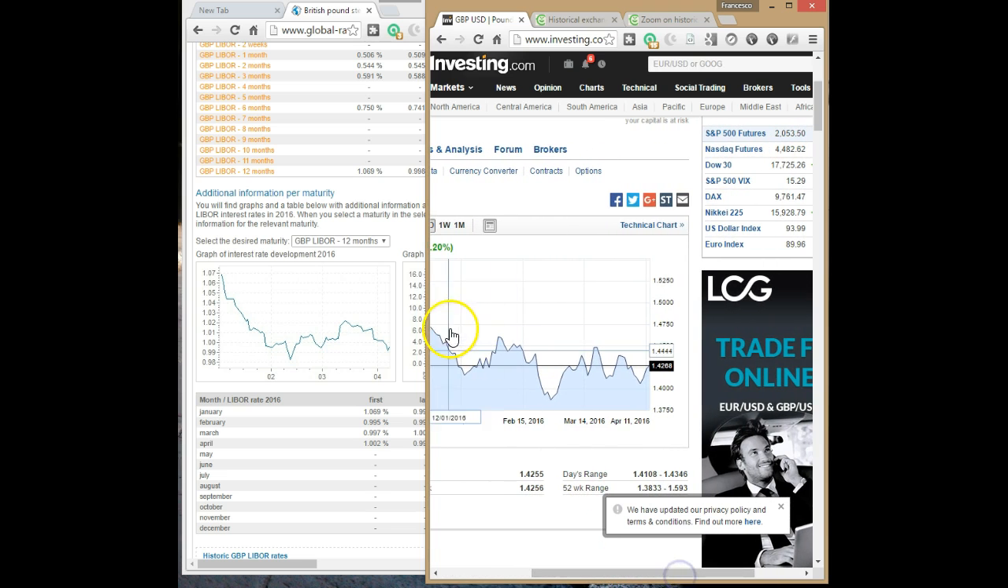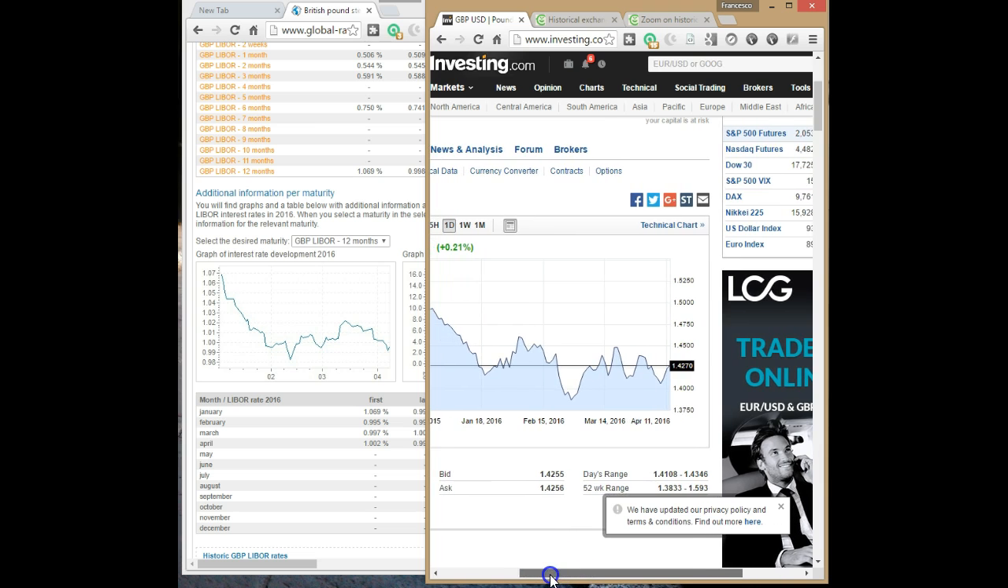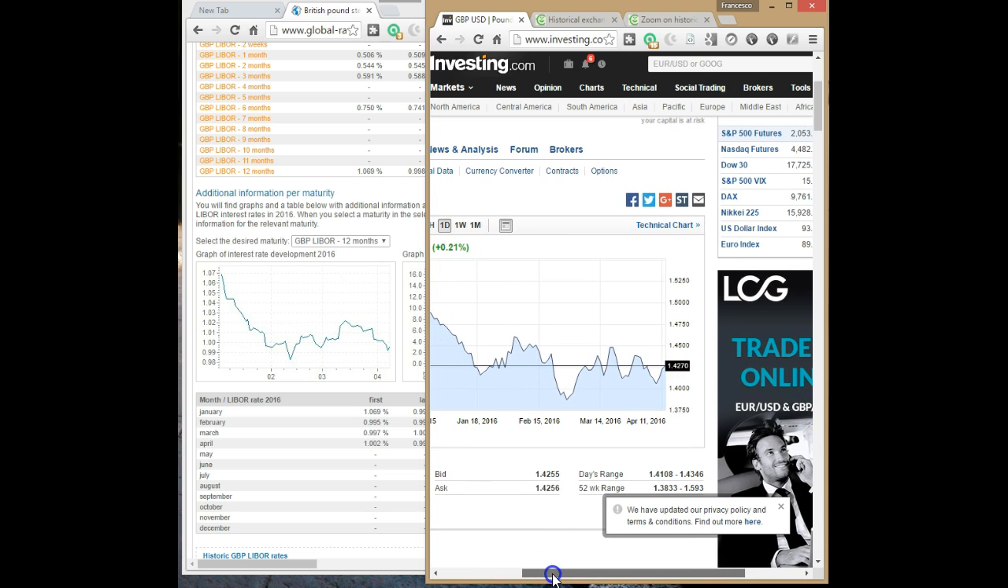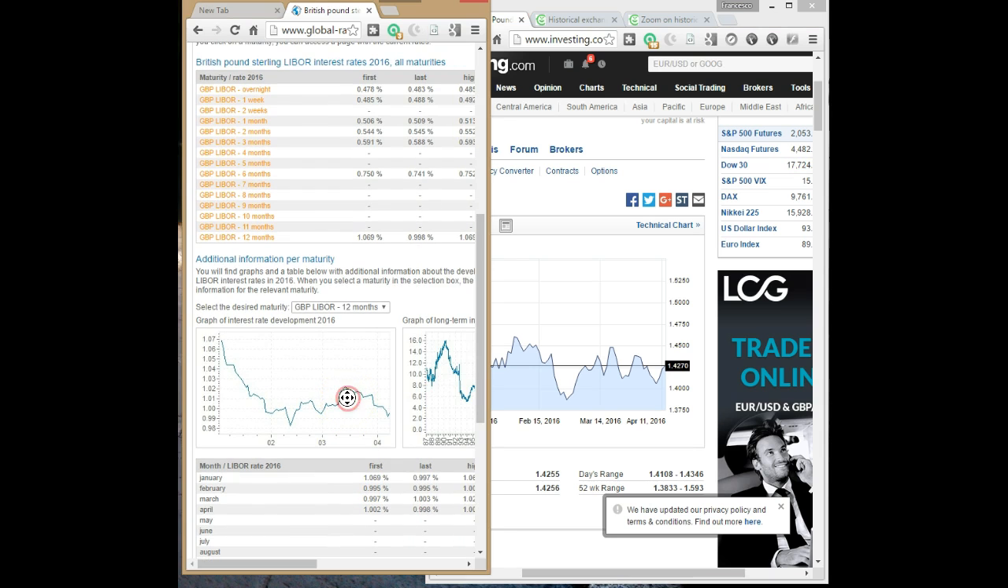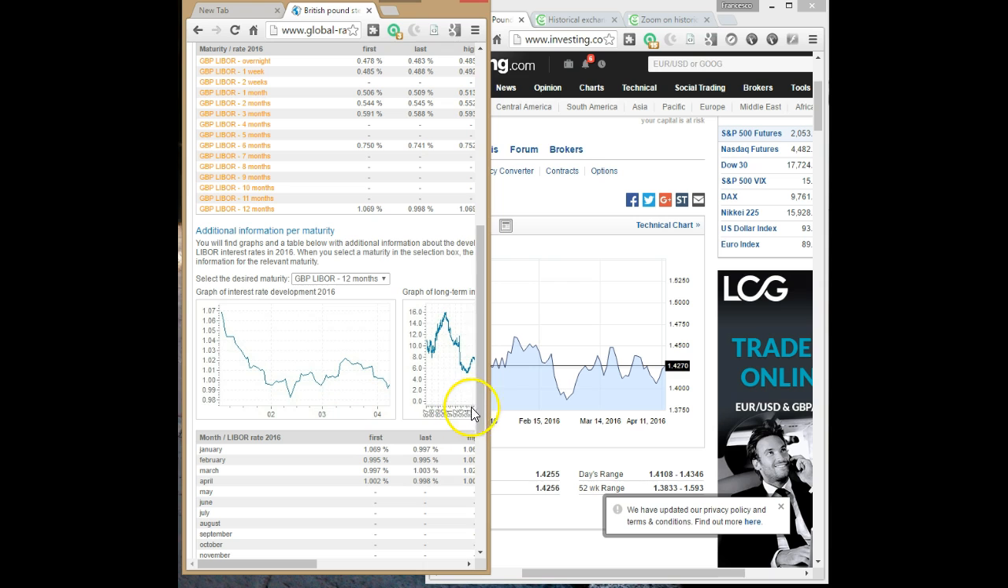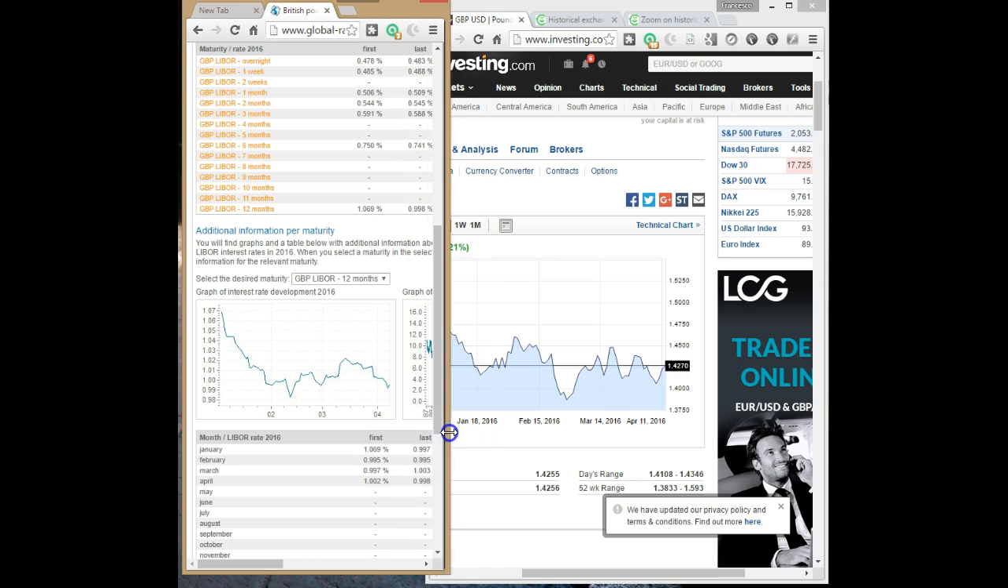This is the pound chart from the beginning of 2016, more or less. You can see that the Bank of England rate has been flat at 0.5, so there's no change, and yet you see movement in the pound dollar. Now look at this shape here, and look at the shape here. Let's make it really precise. Now can you not see a similarity between these two curves?